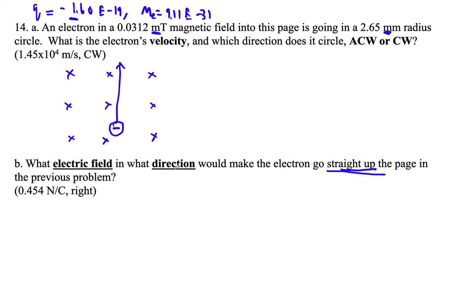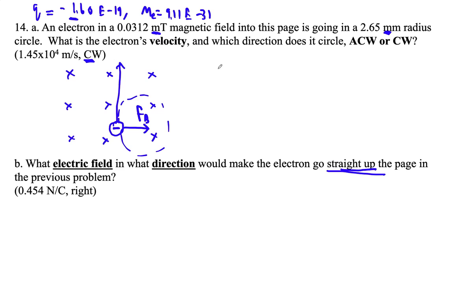Okay, so my index finger is up the page. My middle finger is into the page. My thumb is now pointing to the left, but it's an electron, so it's negative, meaning left is reversed. So the magnetic force will be to the right, which means this guy is going to go clockwise. So clockwise is the correct direction.